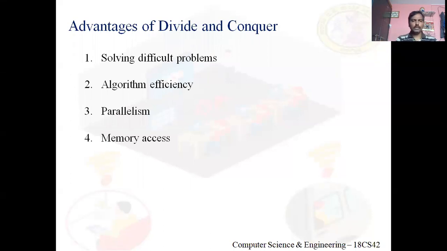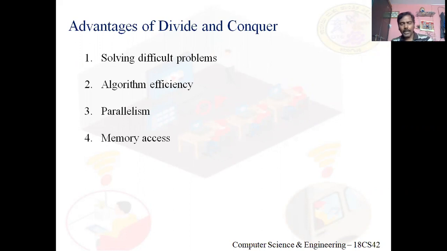Got it? So the next advantage is parallelism. What is parallelism actually? When a problem has a larger instance, we divide that problem into sub-problems with smaller instances. All sub-problems I will solve in parallel. Parallel means at the same time, all sub-problems will be solved. Solving all the sub-problems at the same time increases the speed of execution. So that is parallelism.